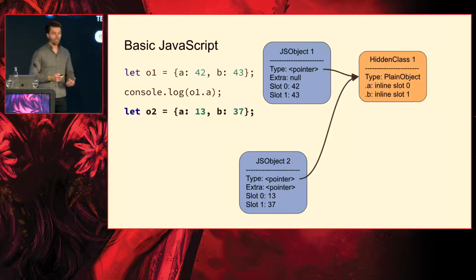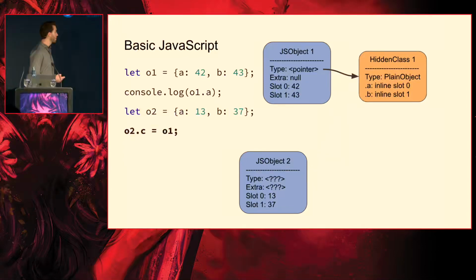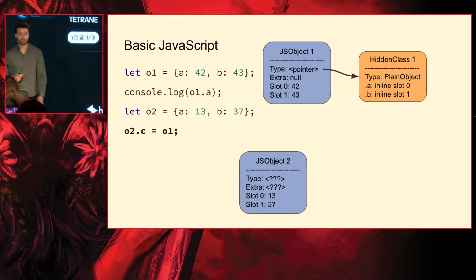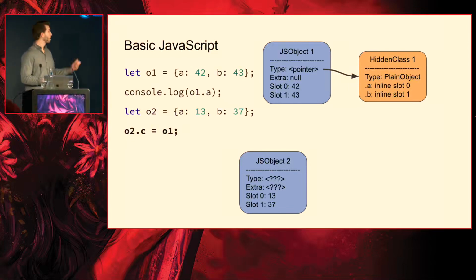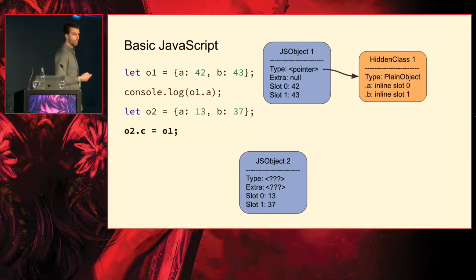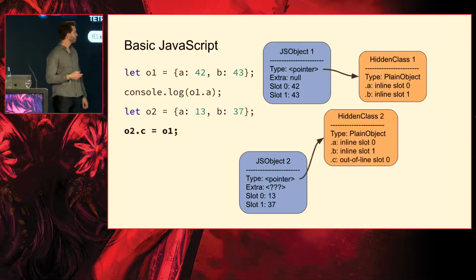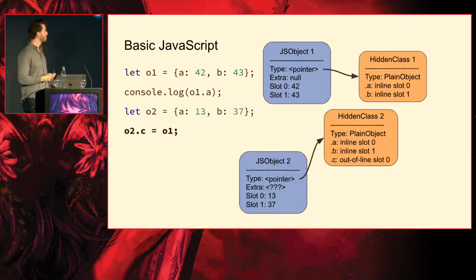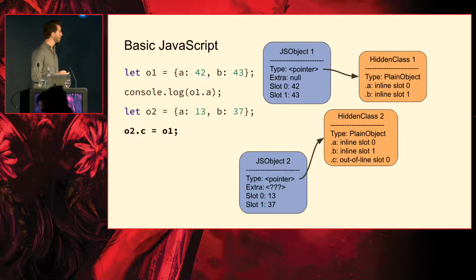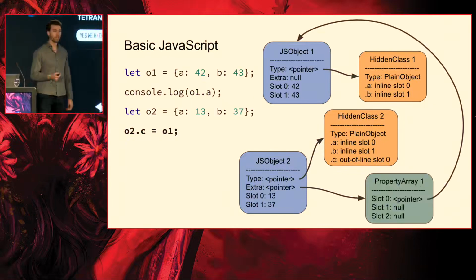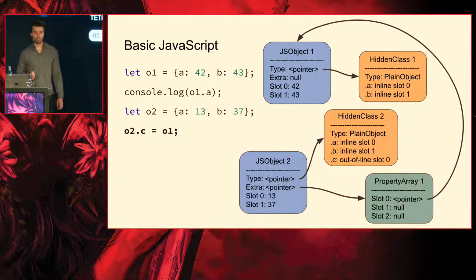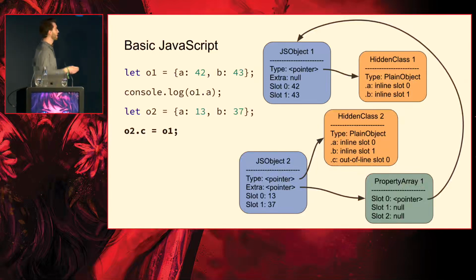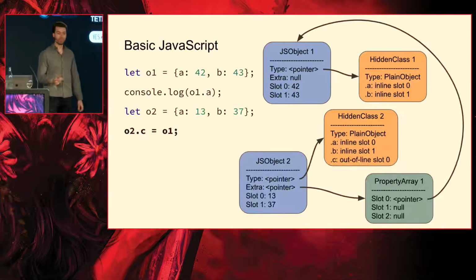But again, all of this is dynamic. All of this can change. So here, for example, we can add another property to this O2 object, right? And then what happens? Well, we can no longer point to the first hidden class because it doesn't have C, so we need to create a new one. The other problem we might have in this case is that we don't have any more space in the object itself, so we need to allocate some kind of out-of-line property storage, like some property array maybe, and then that again has those slots, and the hidden class says C is stored out of line, slot 0.